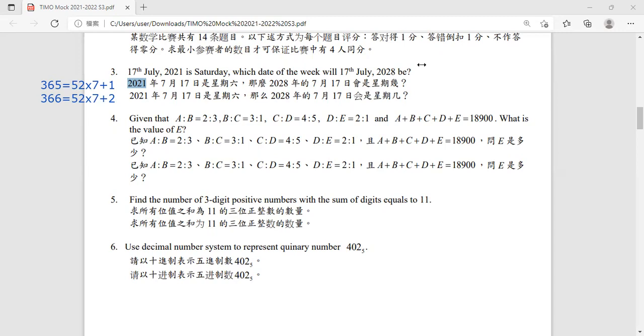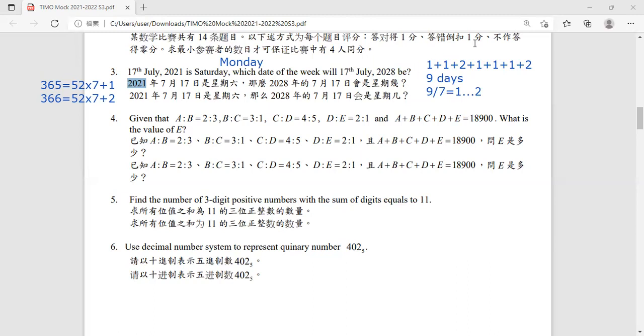So there will be 2022, 2023, and 24, 25, 26, 27, and 28. So how many days are there? There are 9 days. 9 divided by 7 is equal to 1 remainder 2. So you add 2 days to Saturday, which means it will be a Monday. I don't know why it's here, but it's still okay. You just check with your knowledge.